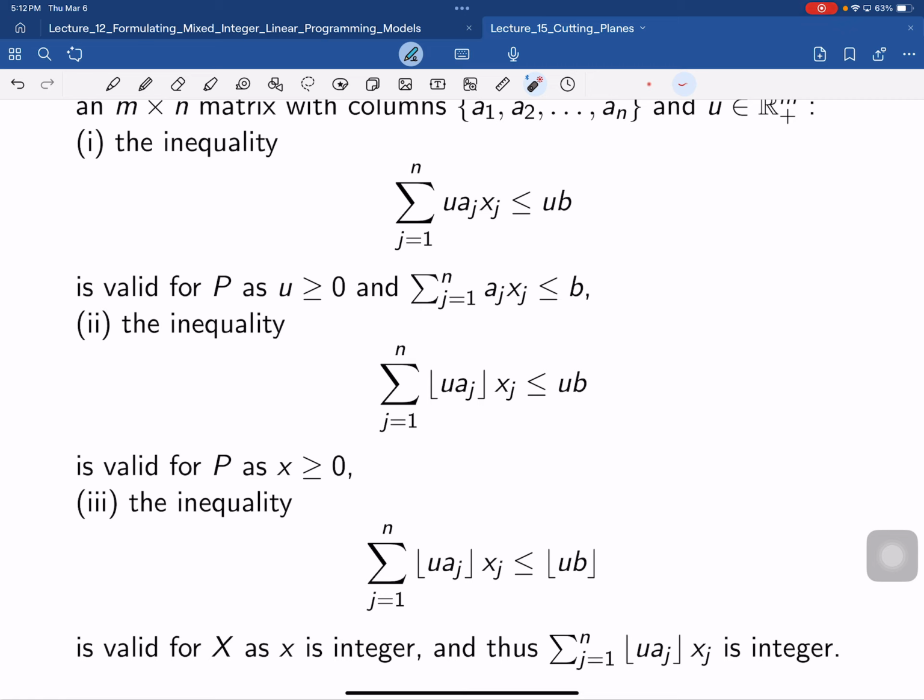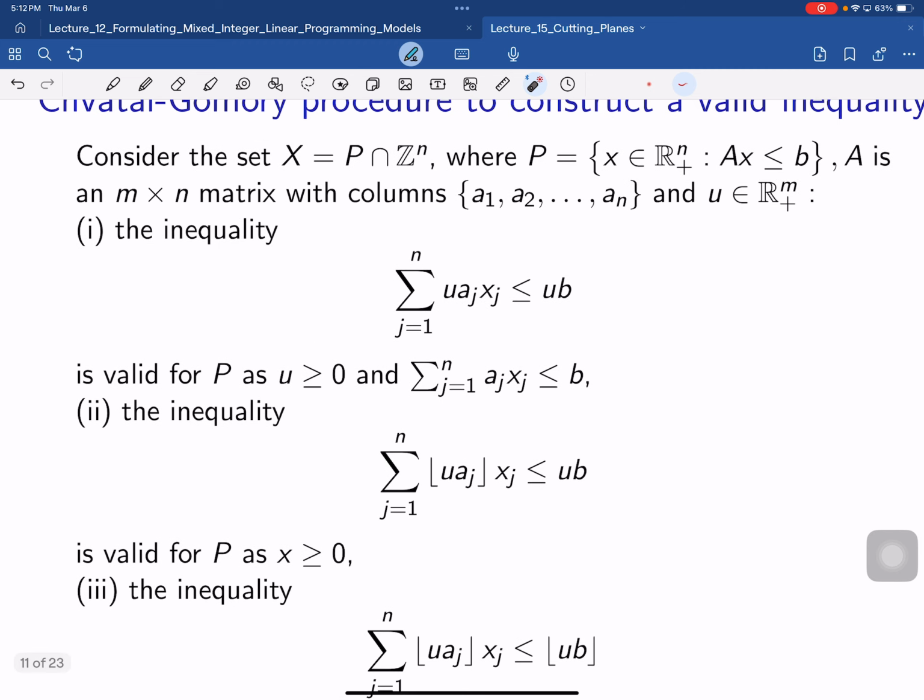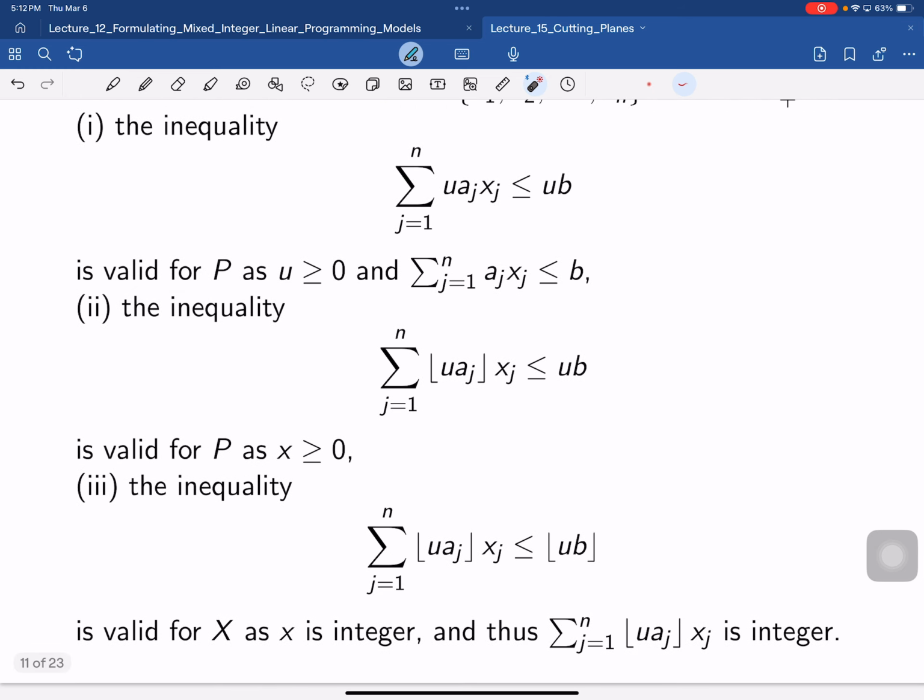But how to pick a good u is not a trivial question. So let's assume theoretically you pick all possible u greater than 0, then you derive an infinite number of inequalities here.